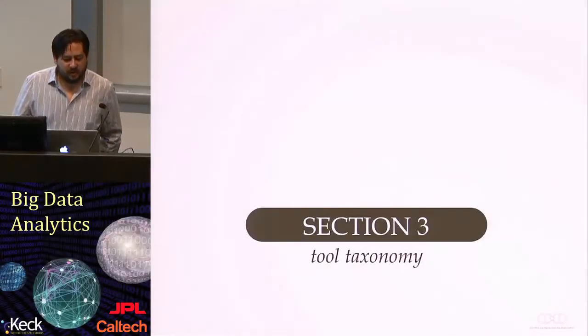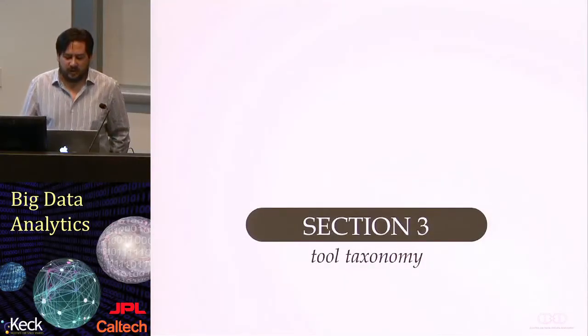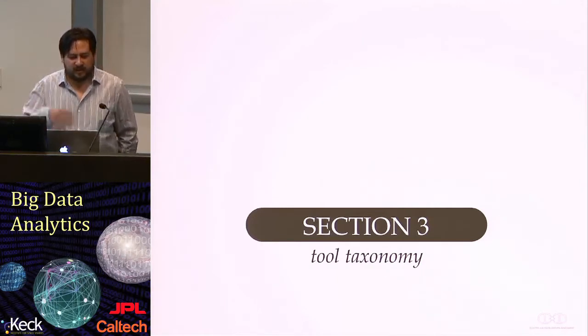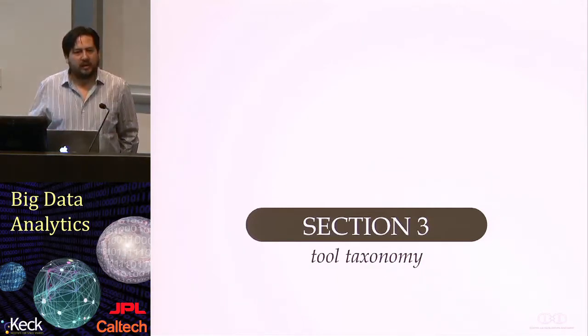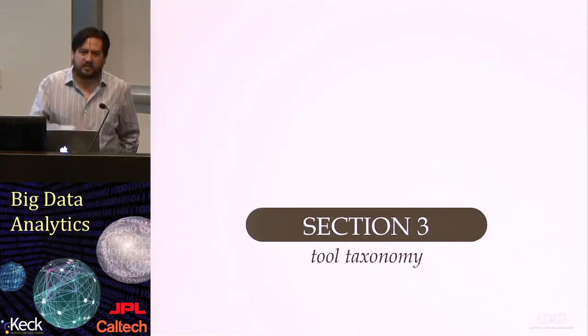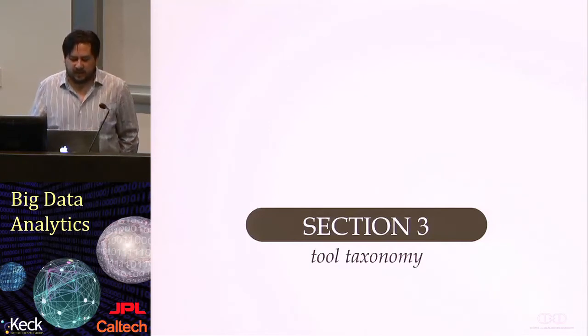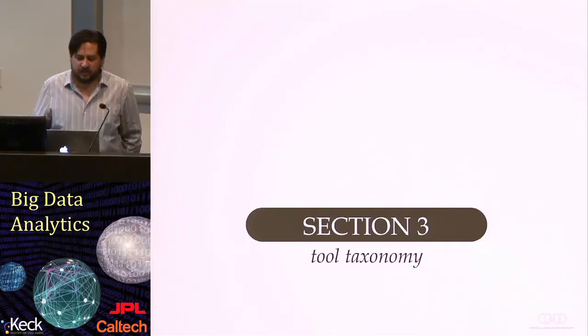For the next section, we're going to be talking about the different tools that are out there available and the taxonomy of them. Notice that from the last section, we divided data into structured and unstructured data, or abstract data and physical data. This is actually going to be very key to understanding the different tools that are out there.